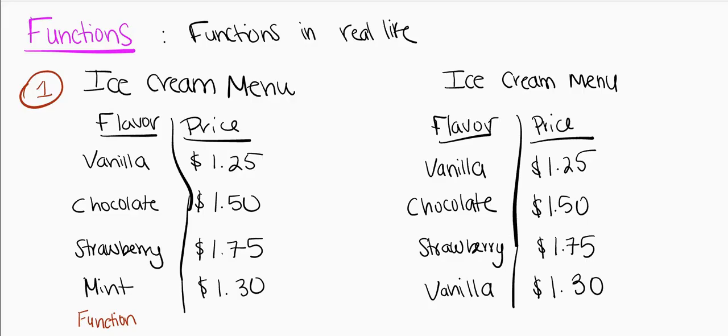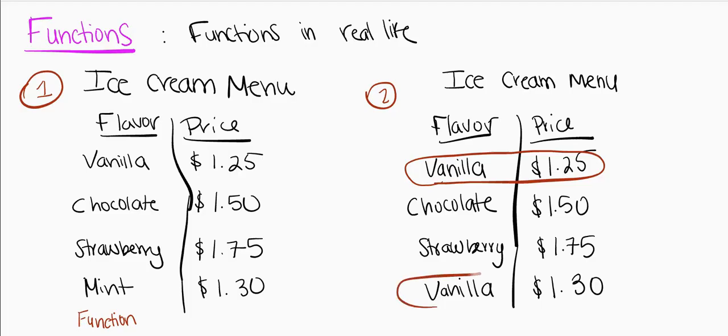Now let's take a look at our second menu. Say, in this case, I have vanilla, it's $1.25, chocolate is $1.50, strawberry is $1.75, and vanilla is $1.30. Now here's the issue. It would seem like vanilla shows up twice, and it has two separate prices. This is not a function. It does not make sense. Each flavor should have its own specific price.